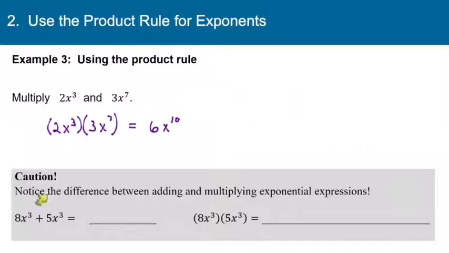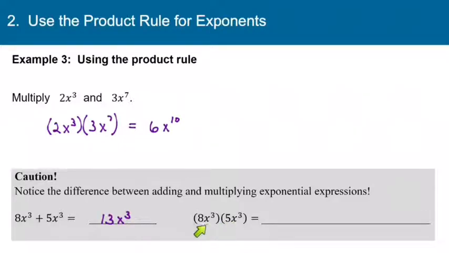Now I want you to think for just a minute about the difference between adding and multiplying exponential expressions, because sometimes people get mixed up and they'll think they're adding, but what they're actually trying to do is use their multiplying steps. So when we're adding, we are combining like terms, and when we do that, we add the coefficients together, but the exponents stay the same. So 8x to the 3rd plus 5x to the 3rd, it's like we don't know what x to the 3rd is, but here we have 8 of them plus 5 more of them. That gives us a total of 13 x to the 3rd.